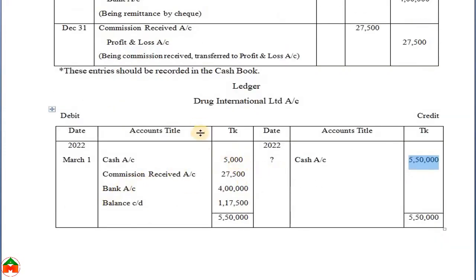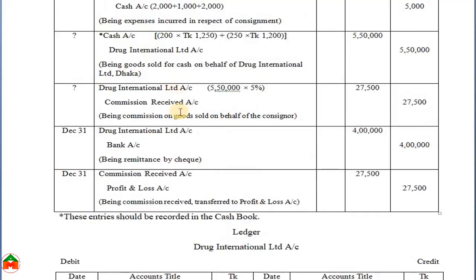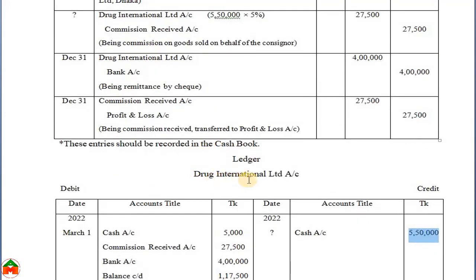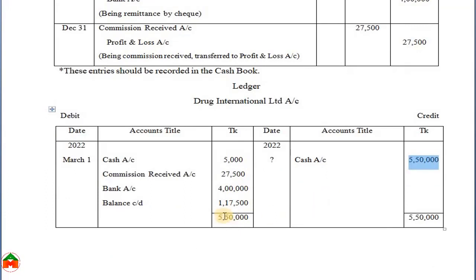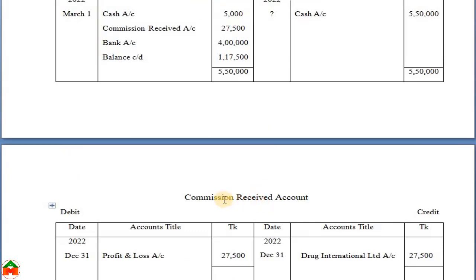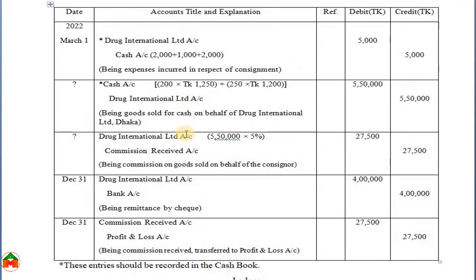Ultimately, we have shown all the journals related to Drug International Limited, and there is a difference. What is the difference? 1,17,500. This is the balance c/d. So this balance c/d is the balance of this ledger. This is the ledger of Drug International Limited, prepared in the books of the consignee. In the same way, you can prepare the other ledger accounts based on the journal entries.